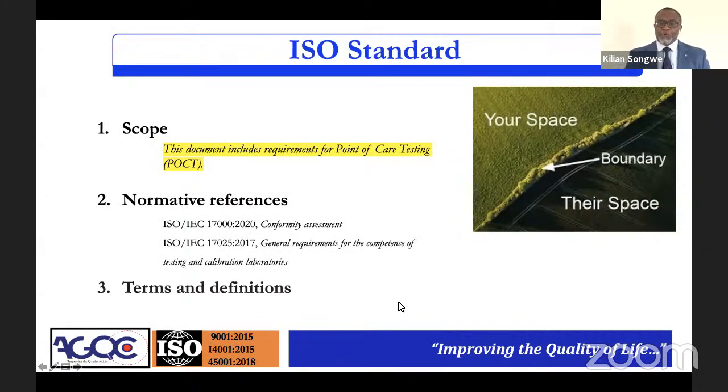Terms and definitions, I wouldn't spend much time on it. This is pretty chronological with all the ISO documents. But my diagram to my right, which will be your left as you watch, talks about your space, it talks about a boundary, and then it talks about their space. Basically, what you're looking at here is a true definition of the word scope. What is going to be in our space in the scope, and what is out of our space, and where is the boundary.